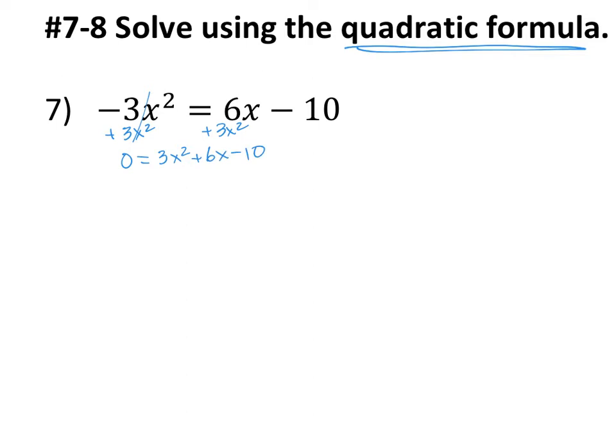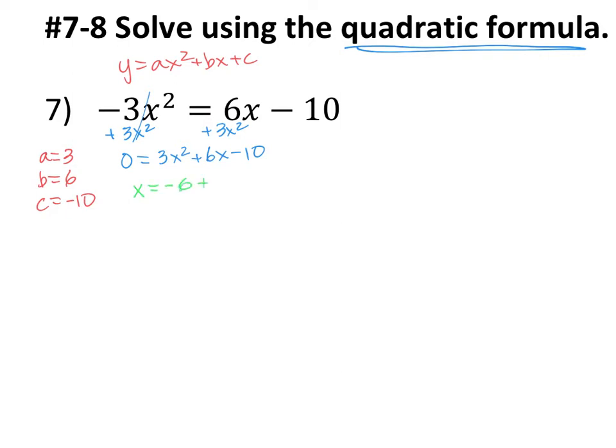Now, since we are solving this with the quadratic formula, again, we want to make sure we know what the A, the B, the C are. So again, we have standard form. I'm just going to write that up here. Y equals AX squared plus BX plus C. So in this case, our A is equal to 3, our B is equal to 6, and our C is equal to negative 10. So we are going to go ahead and get started with the quadratic formula.